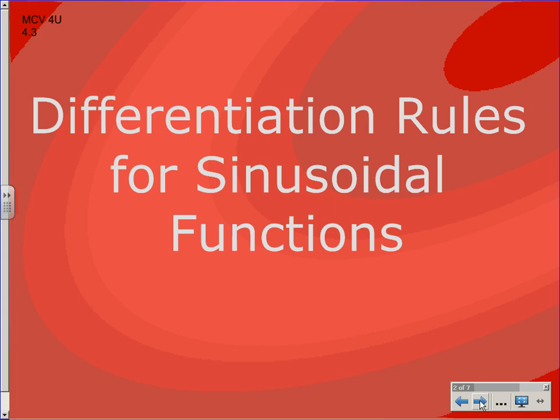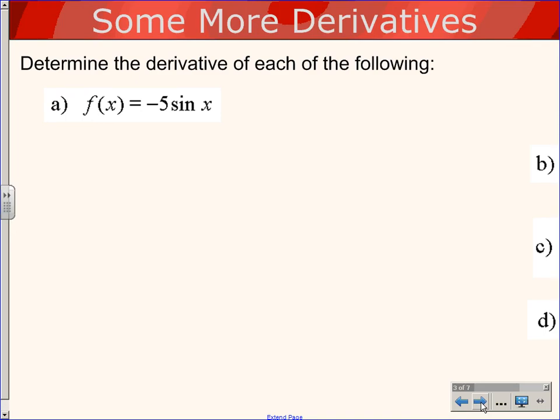Remember last day we took a look at the derivative of sine x. We know the derivative of sine x is cos x. The derivative of cos x was negative sine x. So those are our two fundamental rules. Everything's based on that. But what happens when we make those functions a little bit more complicated?